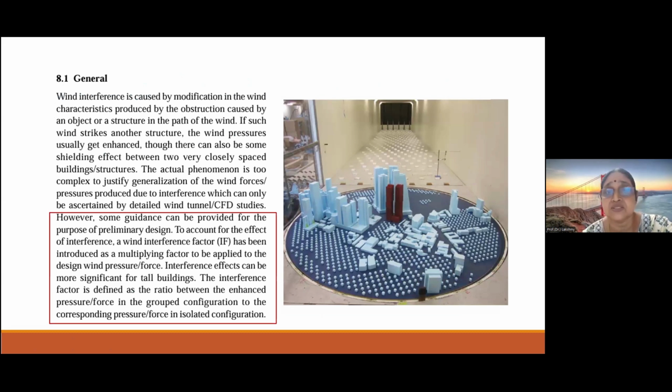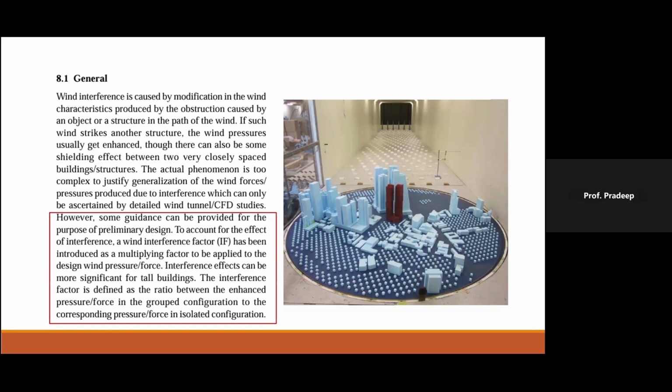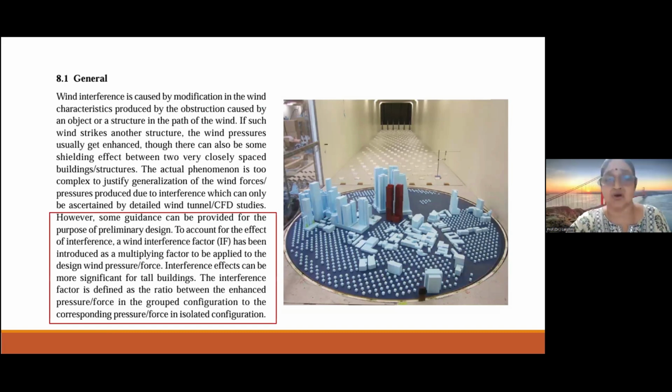Wind interference is caused by modification in the wind characteristics produced by the obstruction caused by an object or a structure in the path of wind. As I said, it can have a shielding effect, or it can have an adverse effect. But this phenomenon is quite complex and it can be understood only by wind tunnel studies or computational fluid dynamic studies. In IS 875 Part 3, they have given an interference factor which can be applied provided that the cross-sectional shape is known to you.